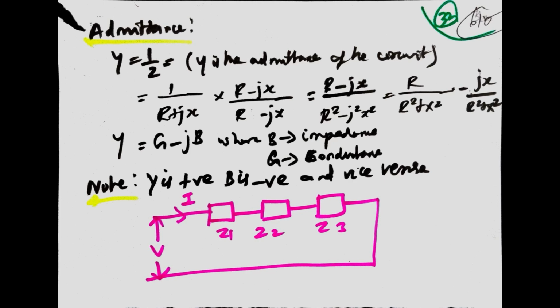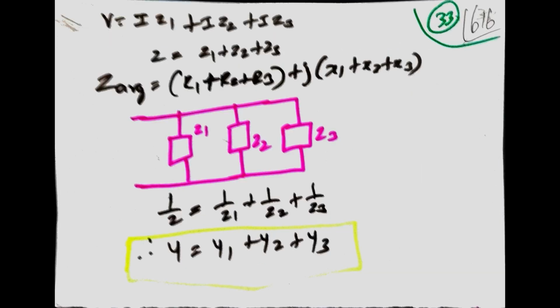Z1, Z2 and Z3 are connected in series. V is the supply voltage, and the current through the circuit is I, the total current. That is series connected impedance. V is I Z1 plus I Z2 plus I Z3. Z is Z1 plus Z2 plus Z3. Z total is R1 plus R2 plus R3 plus j times X1 plus X2 plus X3.